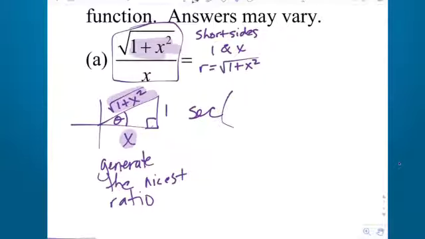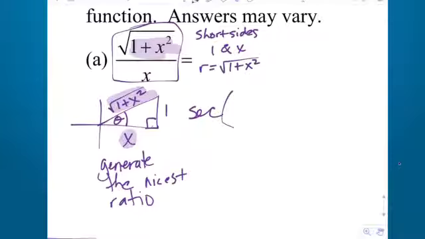Because what do we want to end up with, Tyler? We want to end up with the radical over x. So now in my diagram, the radical is the hypotenuse and the x is the horizontal. What's the only trig function that takes that ratio of hypotenuse over horizontal? Secant. It's the only one. So now it has to be secant.